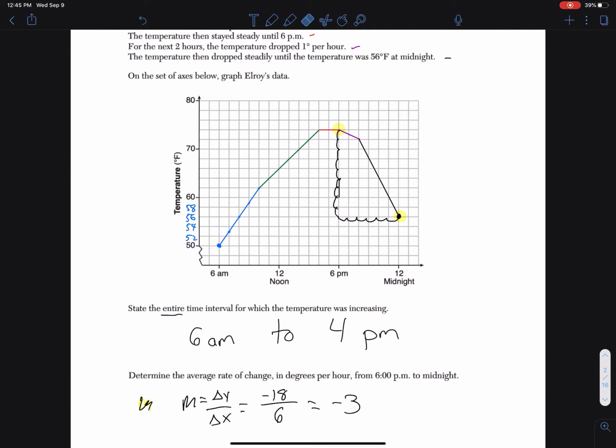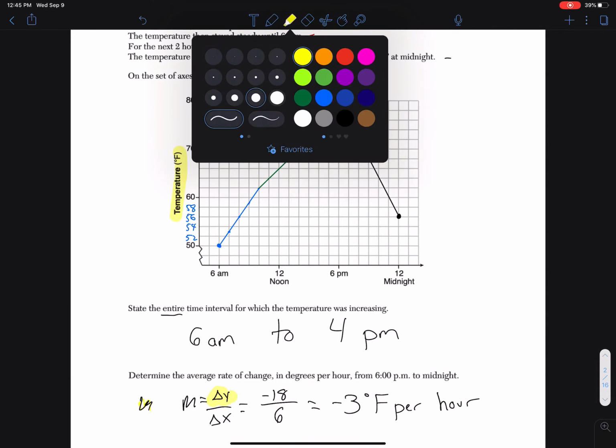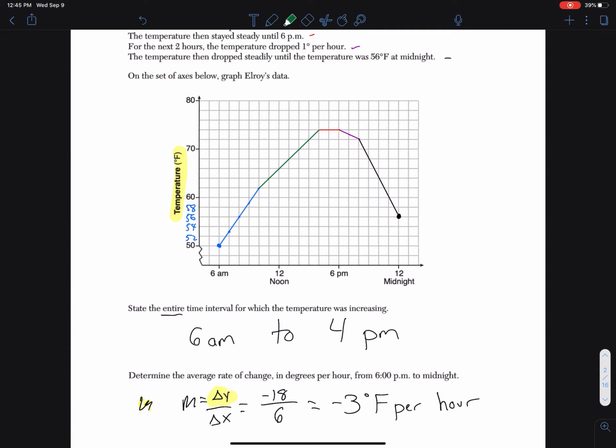If you did it the way I did it, make sure you don't have those lines on your graph. You want to erase that slope work. So that'll be negative 3 degrees Fahrenheit per hour. Make sure you put the units on that. Degrees Fahrenheit goes on top because that is the y. And why is it per hour? Well, the hour goes on the denominator because time is the x-axis.